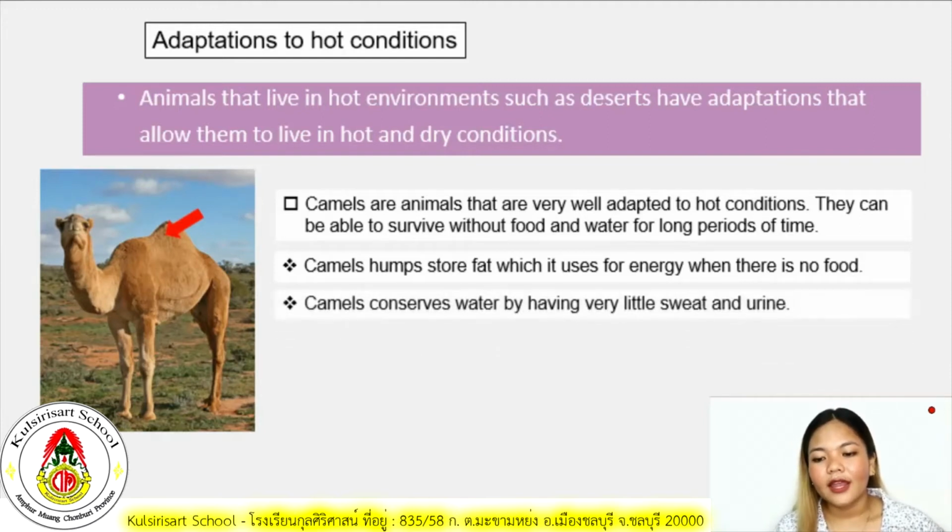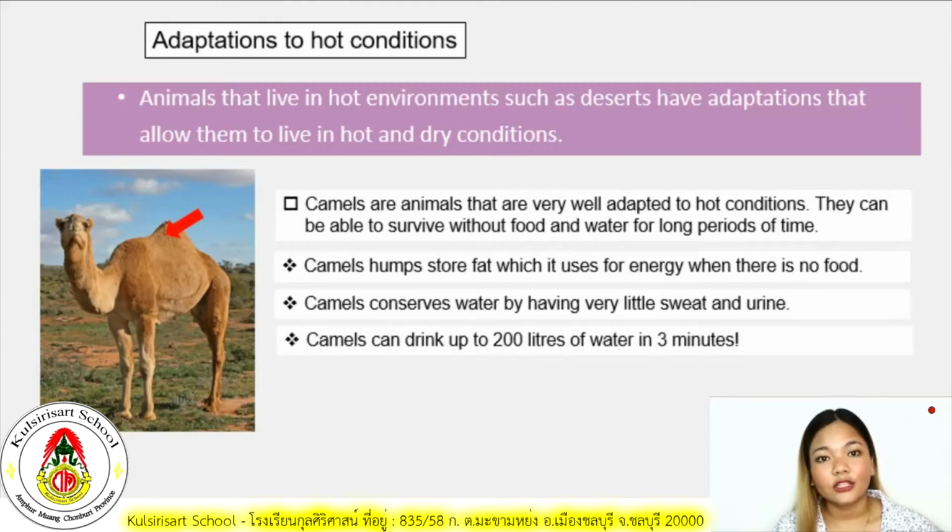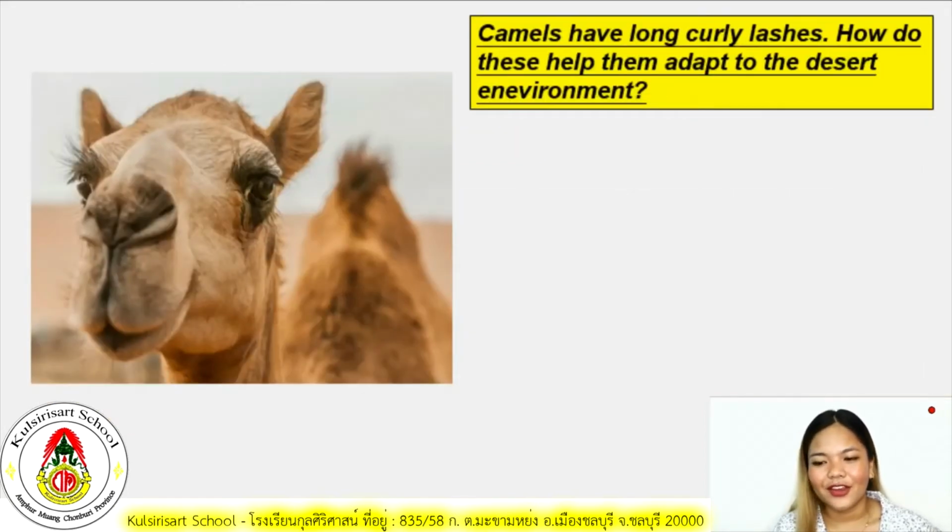And then we have here, camels conserve water by having very little sweat and urine. So this is also another adaptation of camels in order for them to last the hot temperature in the desert. And the next one is that camels can drink up to 200 liters of water in 3 minutes. Can you actually drink 200 liters of water in 3 minutes? I don't think that a human can actually do it, okay? Only camels can, okay?